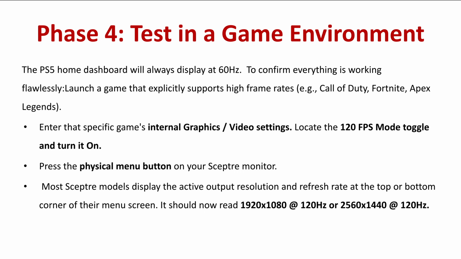Press the physical menu button on the Sceptre monitor. Most Sceptre models display the active output resolution and refresh rate at the top or bottom corner of their menu screen. It should now read 1920 by 1080 at 120Hz or 2560 by 1440 at 120Hz.